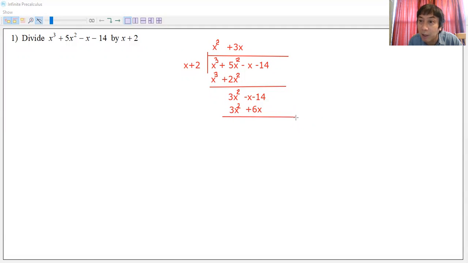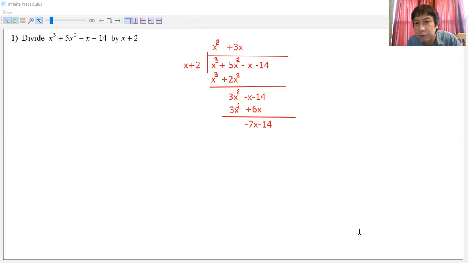Subtract again. 3x squared minus 3x squared is 0. Negative 1x minus 6x, that's a negative 7x. So the negative 7x will be written over here. And then the negative 14 will just be brought down. That's negative 14 minus 0. There.